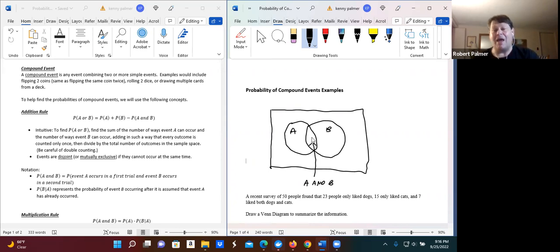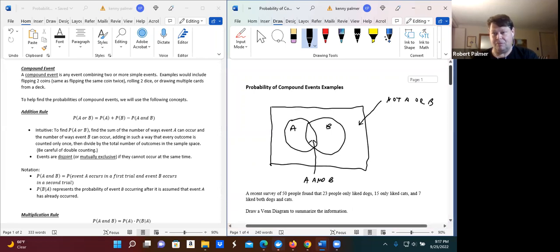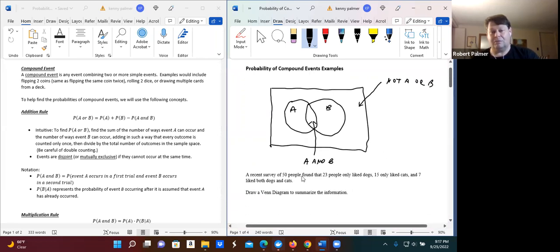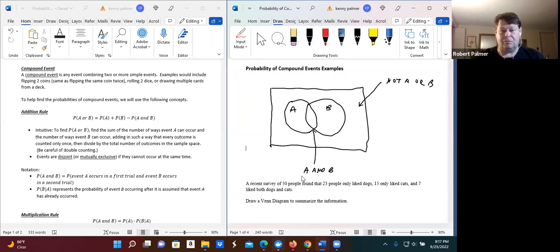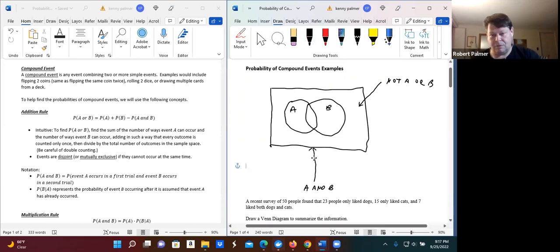Now, if they can't happen, if it's impossible, then this is actually empty. There's nothing there. Okay. Then on the outside, we can think of this as in the box, but not in either circle. This would be not A or B. Okay. Neither A nor B occurring. Just a second, let me move that up some.